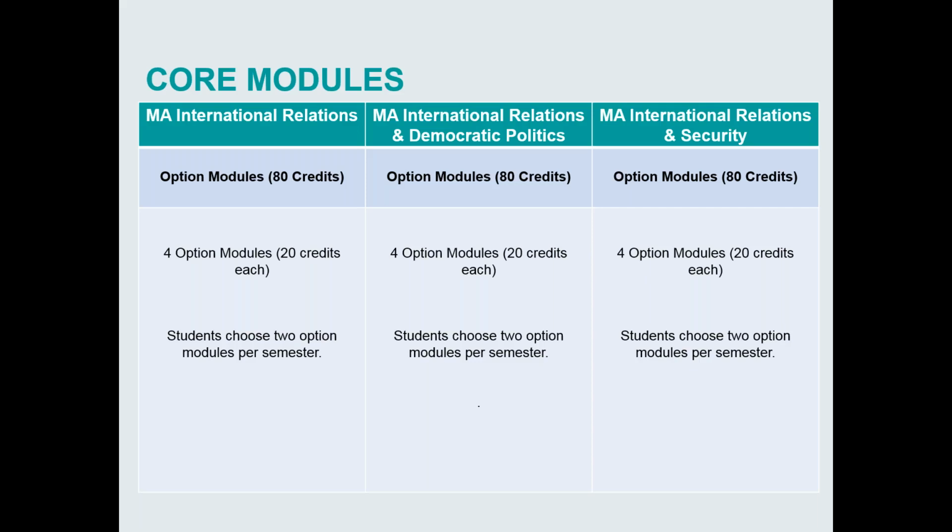Now, again, the option modules are listed on the website, and you can see there that there's a huge variety to choose from, which of course is fantastic. So two of you may be doing an MA in International Relations. You come out with an MA in International Relations, but actually you could have done completely different option modules, and you tailor those option module choices to your own particular research interests.